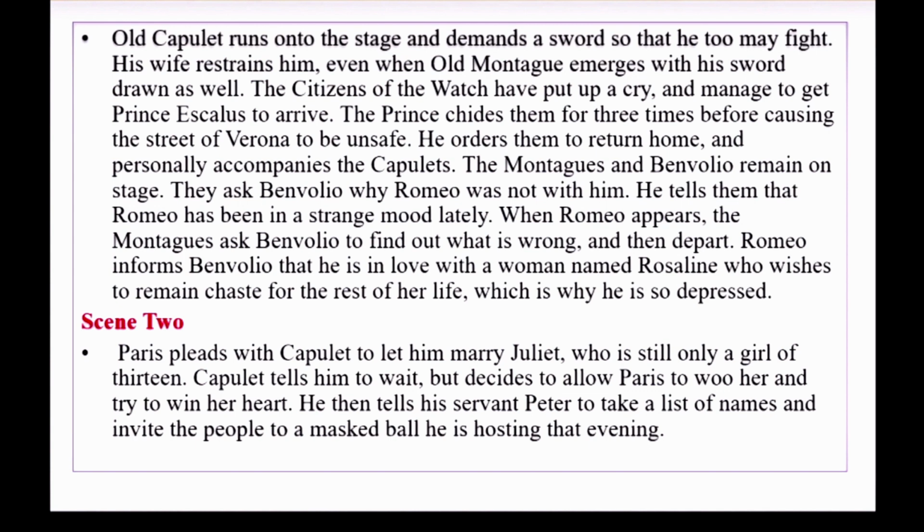Paris pleads with Capulet to let him marry Juliet, who is still only a girl of 13. Capulet tells him to wait, but decides to allow Paris to woo her and try to win her heart. He then tells his servant Peter to take a list of names and invite the people to a masked ball he is hosting that evening.